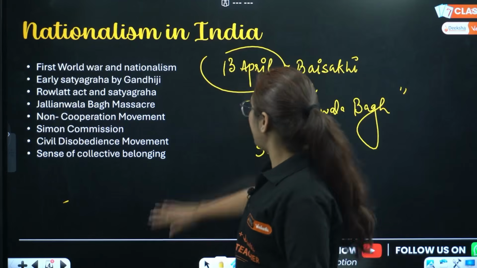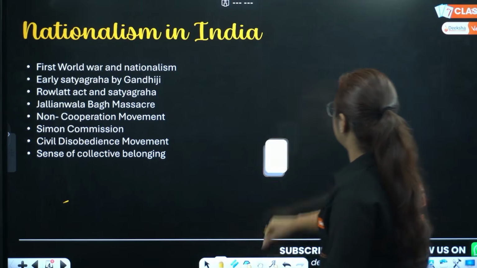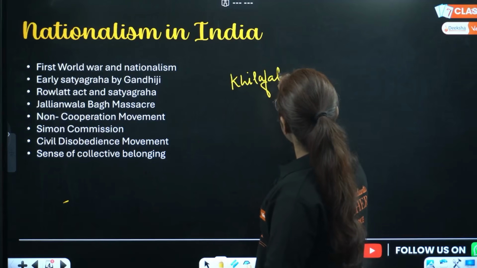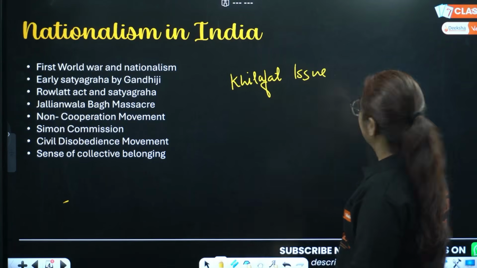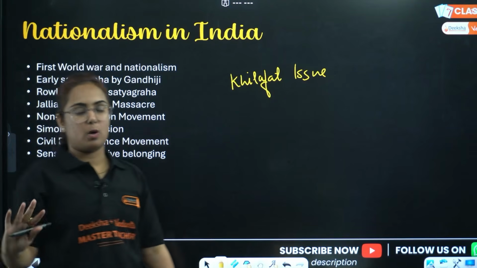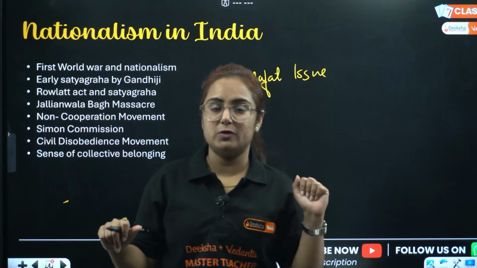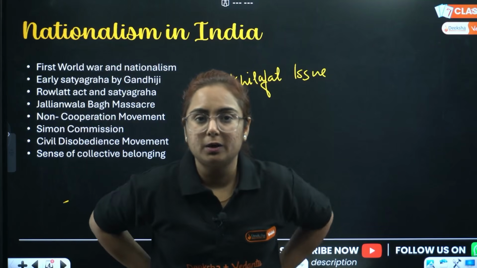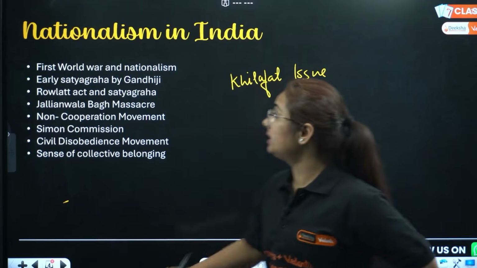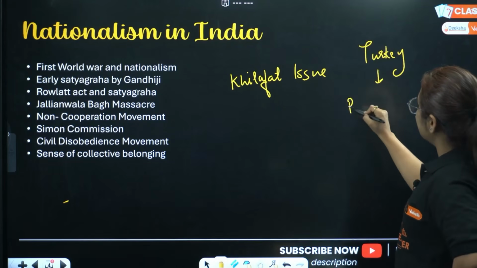Now next, what happened? There were so many events collected. One more additional event was there, that was the Khilafat issue. Okay, now what is the Khilafat issue? Two sides were fighting each other in the First World War, the Central Powers and the Allied Powers. Who won the First World War, my dear students? Allied Powers, obviously.